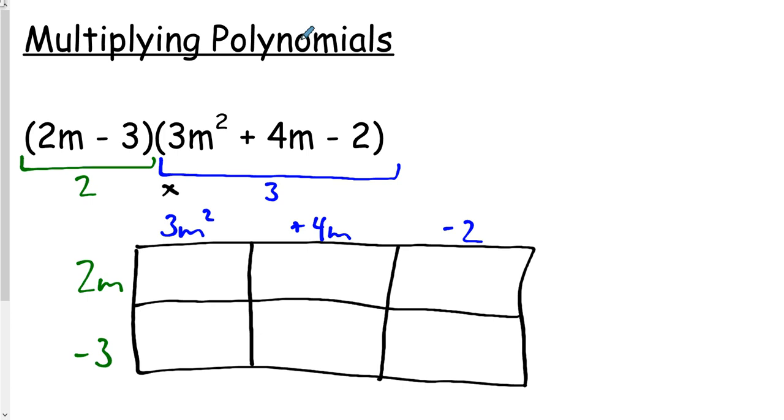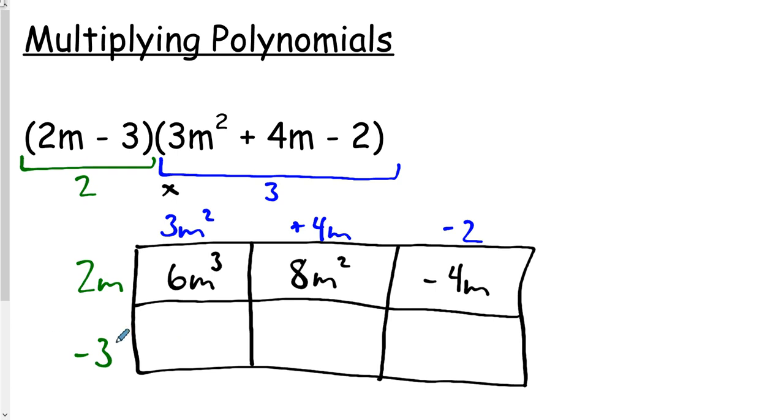And what I can do here is multiply row by column to get all of my different subproducts. Okay, so 2m times 3m squared, that product goes in this box. 2 times 3 is 6. M times m squared is m cubed. 2m times 4m, that product goes here. 2 times 4 is 8. And m times m is m squared. Over here, 2m times negative 2 gives me a negative 4m.